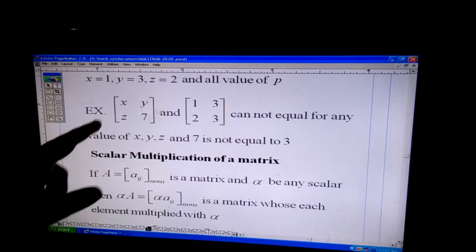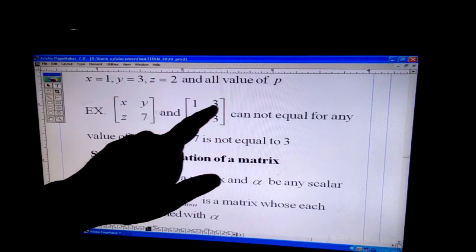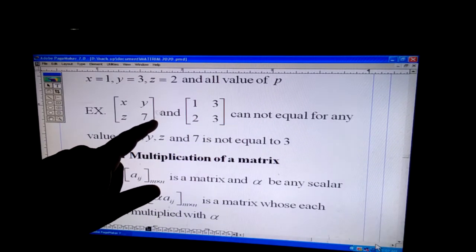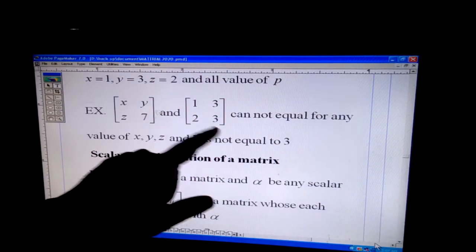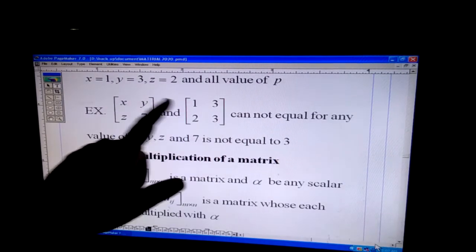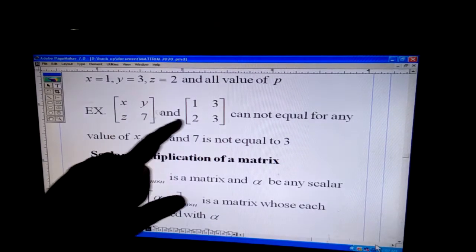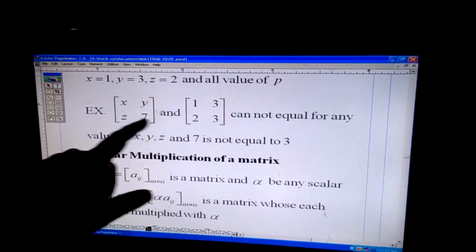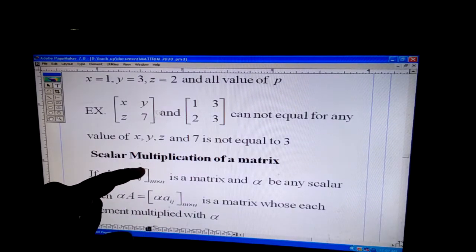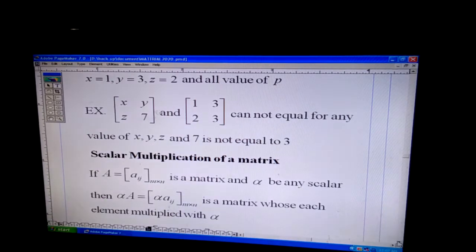If I take another example, x, y, z, 7 is equal to 1, 3, 2, 3. Here both matrices are of the same order, 2 by 2. If I compare them, x equal to 1, y equal to 3, z equal to 2, but 7 is not equal to 3. So in this case, we cannot say the two matrices are equal. Since 7 and 3 are not equal, the matrices are not equal.